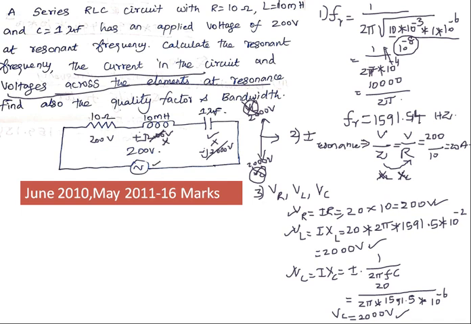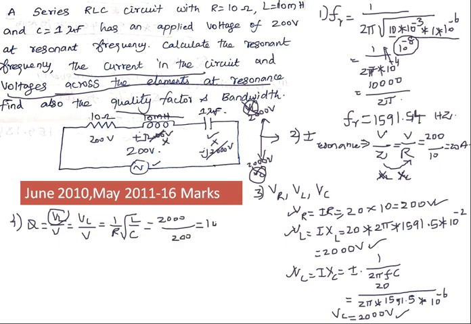The remaining term is the quality factor, the fourth part. What is the formula to calculate the quality factor? The inductive voltage by supply voltage, the capacitive voltage by supply voltage, or 1 by R into root of L by C. You can use any formula. Here we use VL by V. VL is equal to 2000, V is equal to 200.